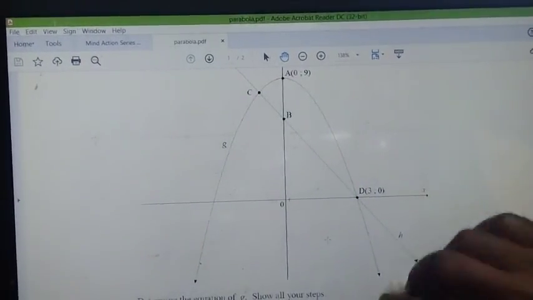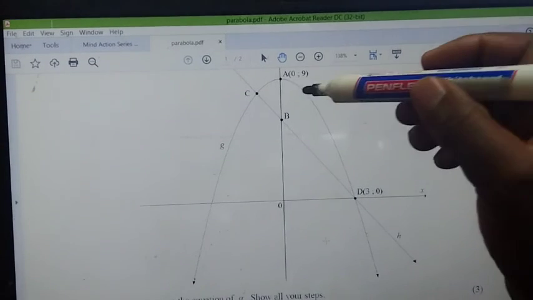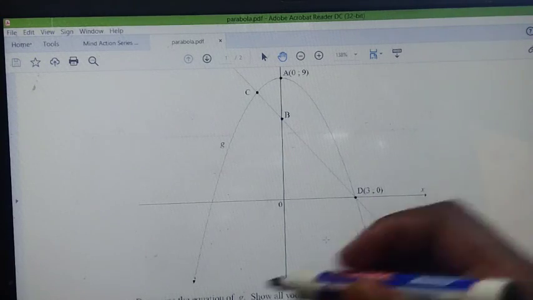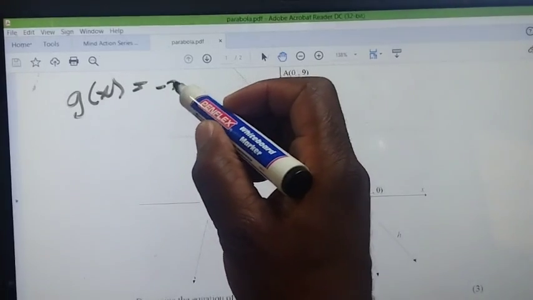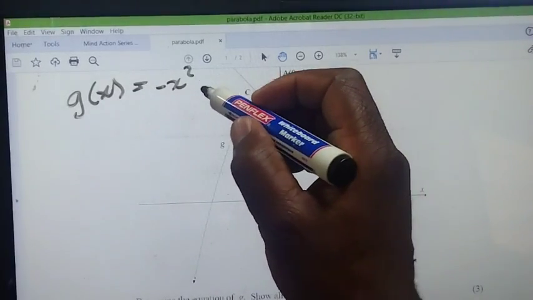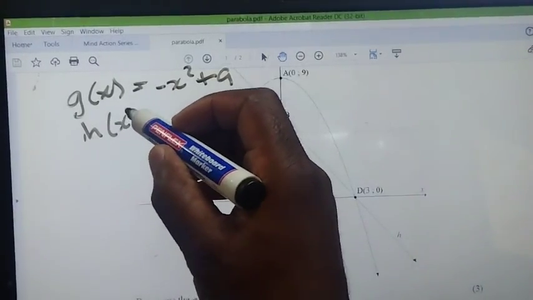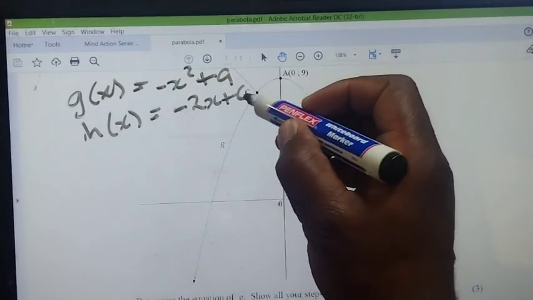So what we know about the intersection of two functions is that they are equal. So to find the common point, we solve them simultaneously, or in simple terms, we simply equate. So we know that g of x is equal to negative x squared plus 9, and then h of x is equal to negative 2x plus 6.